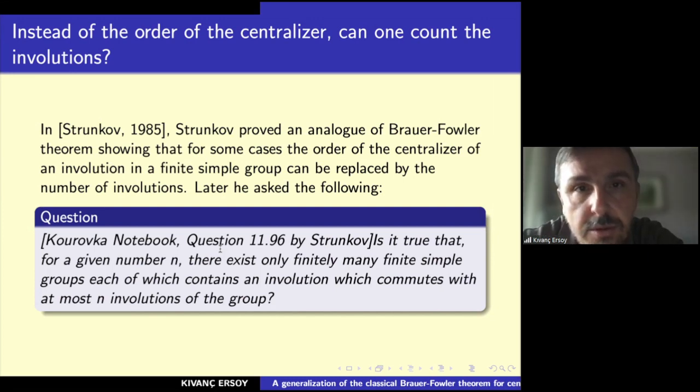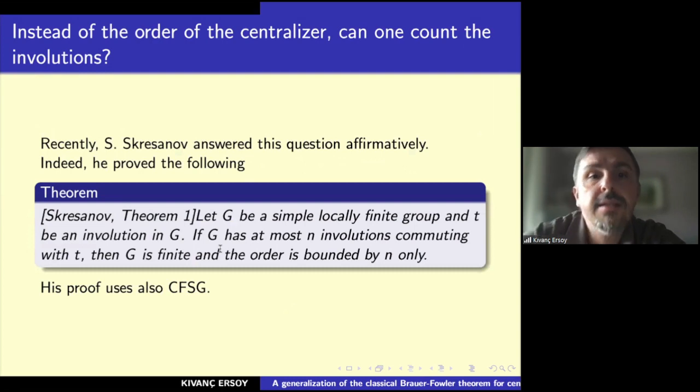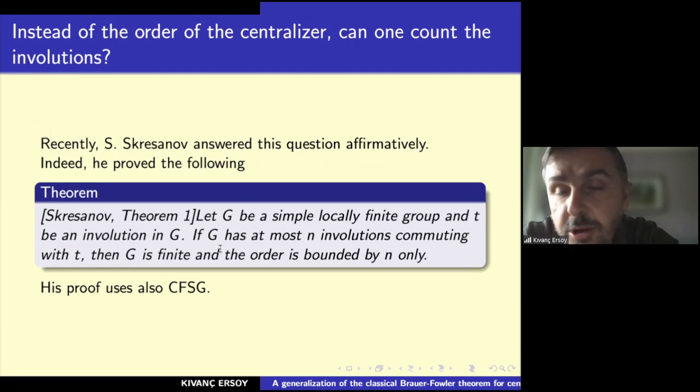So recently, Skresanov answered this question affirmatively, and he proved the following result using the classification of finite simple groups. Let G be a simple locally finite group and t be an involution in G. If G has at most n involutions commuting with t, then G is finite, and the order is bounded by n only. So this also has finite versions in his paper.